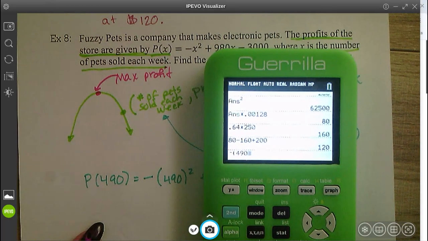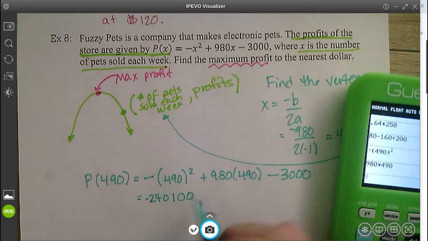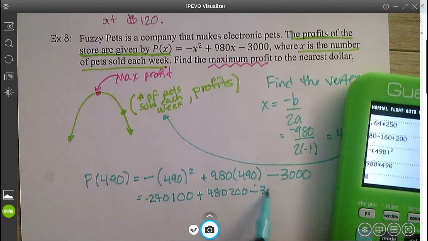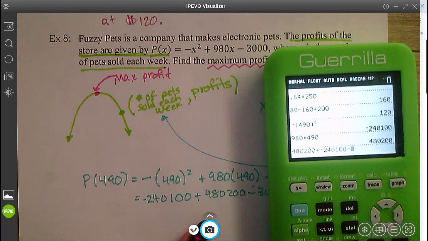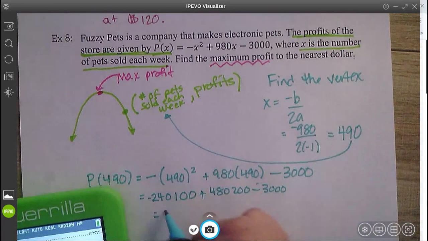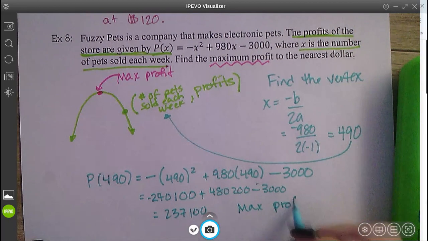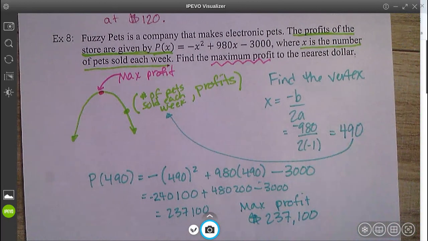Negative 490 squared. Oh, that's a big number. Negative 240,100. 980 times 490 is plus 480,200. Opposite signs, twice as big, minus 3,000. So I need this number plus this number minus 3,000, which is 237,100. So this is our maximum profit. So that is going to be $237,100. And we should be selling 490 pets each week.